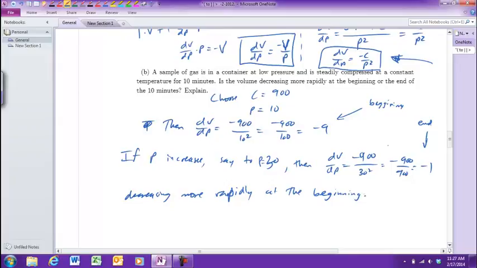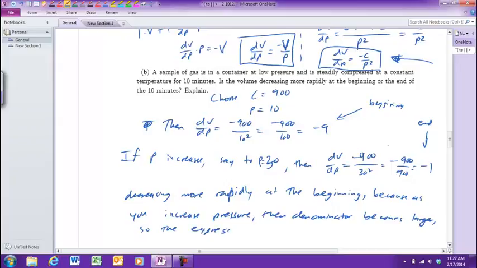And the reason is that as you increase the pressure, if we look at our general expression here, the bottom becomes larger. Because as you increase the pressure, the denominator becomes larger, so the expression gets closer to 0.